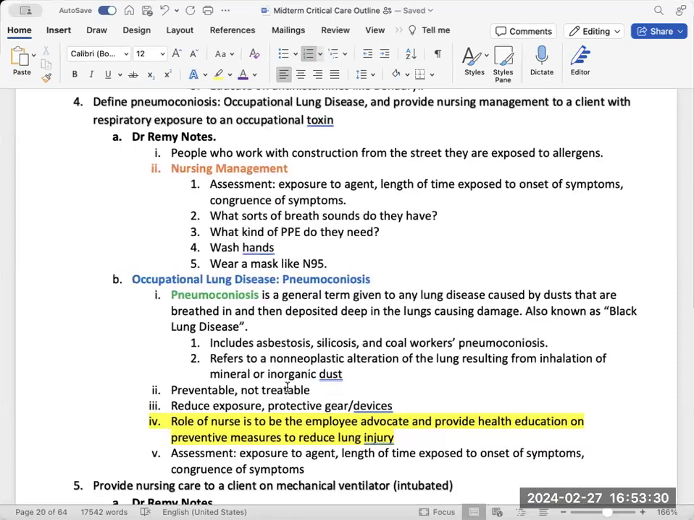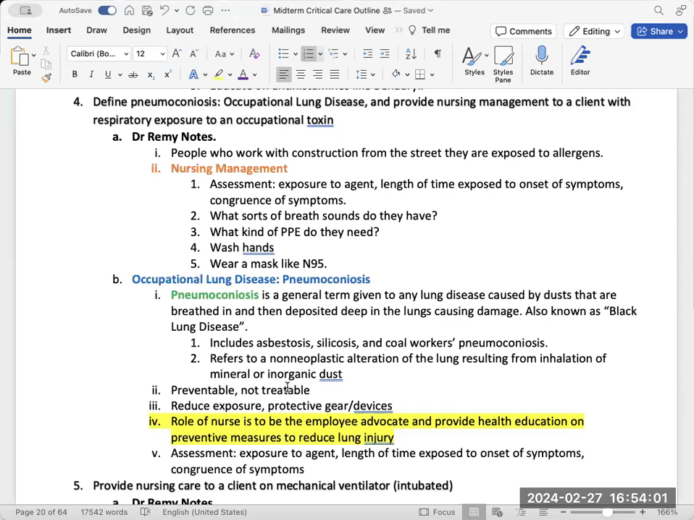Okay. So the next question is to define pneumoconiosis. I have no idea how to say that. But it's an occupational lung disease, right? And we want to provide nursing management to a client with respiratory exposure to an occupational toxin. So if we see this word, we're thinking someone's being exposed to this in a work-like environment, like asbestos and all these inorganic minerals that they should not be breathing.